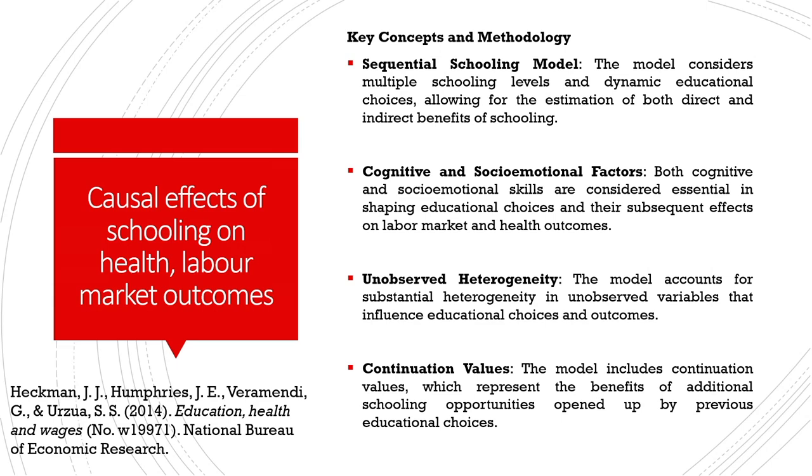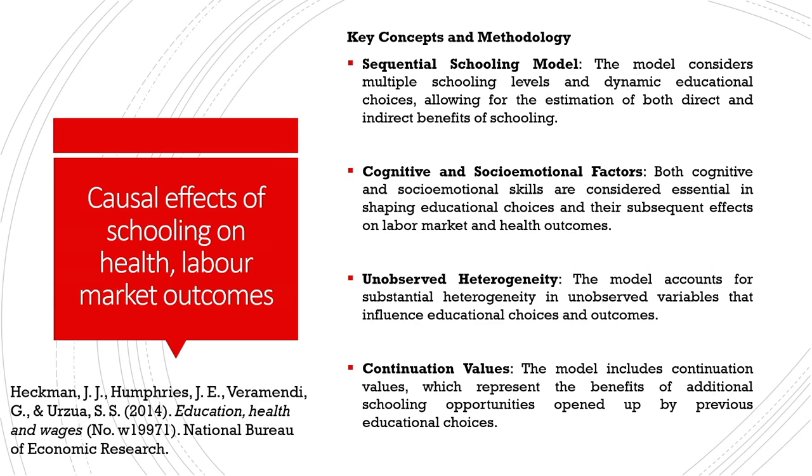This model basically considers multiple schooling levels and dynamic educational choices, allowing for the estimation of both direct and indirect benefits of schooling. He considers cognitive and socio-emotional factors, because both cognitive and socio-emotional skills are considered essential in shaping educational choices and their subsequent effects on labor market and health outcomes. He also refers to unobserved heterogeneity, because this model accounts for substantial heterogeneity in unobserved variables that influence educational choices and outcomes. And he also talks about continuation values.